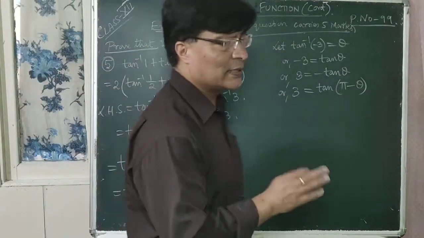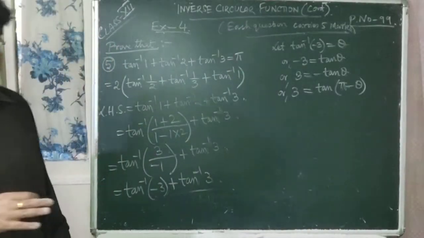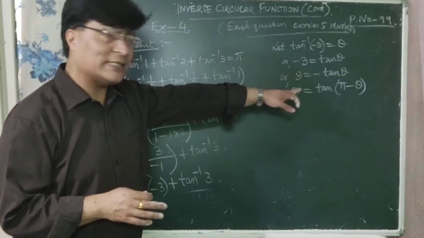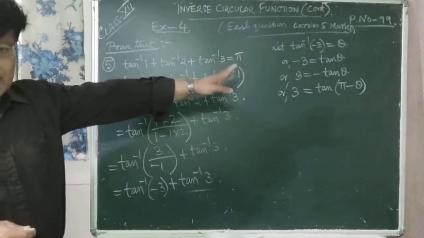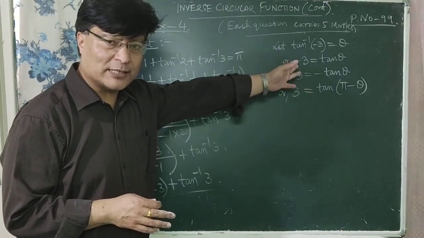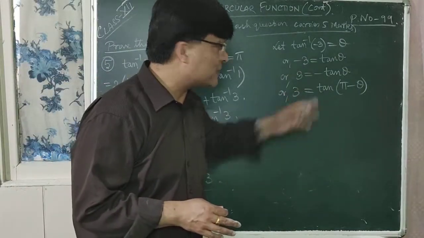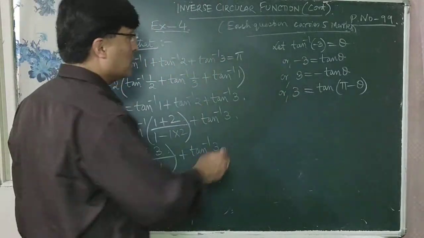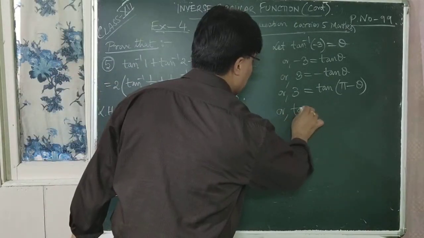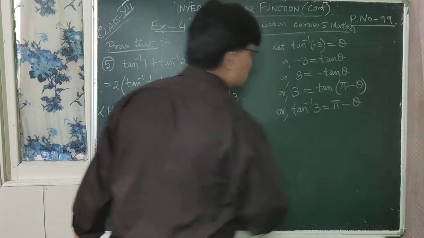Because you know that tan of 180 degree minus theta, 180 minus theta lies in the second quadrant. In the second quadrant, tan is always negative. And since 180 is 90 into 2, that is, it is an even multiple of 90, tan remains as it is, you will get minus tan theta. So instead of minus tan theta, you can write tan of pi minus theta. So let us take this tan to the left hand side. So it becomes tan inverse 3 is equal to pi minus theta.